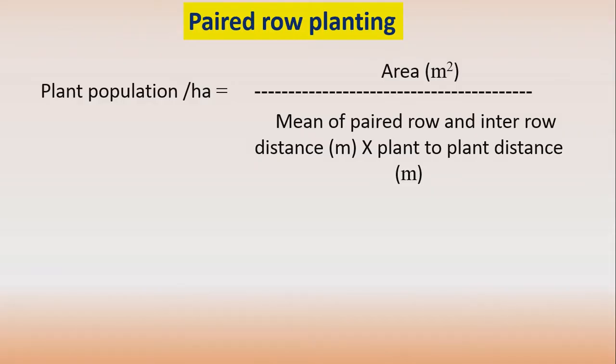For paired row planting, the formula is like this. Plant population per hectare is equal to area in meter square divided by the mean of paired row and inter-row distance and plant to plant distance. So let me explain clearly.